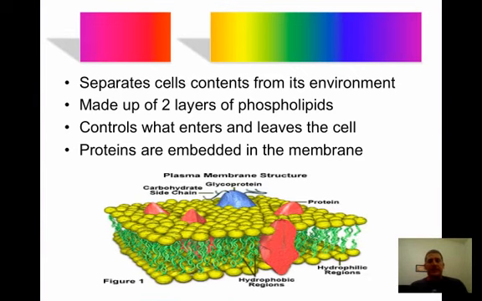All right, so we're talking about the cell membrane. I don't know why this is all blacked out. I should say cell membrane up here. So cell membrane separates the cell contents from its environment. That's the most important thing. It's made up of 2 layers of what we call phospholipids. Now, thinking back to the previous unit, phospholipids, they're fats. They have phosphorus attached to them, so they're a phospho and a lipid. So it's going to control what enters and leaves the cells.